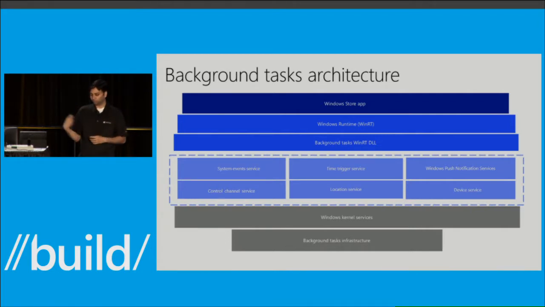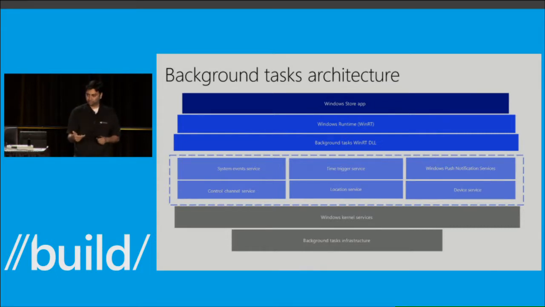So for example, if you see in the diagram there, you have the time trigger service, the system event service, the location service, and the WNS notification service. And so these are what we call in our internal lingo brokers. These are the people who are really trying to provide the functionality that your trigger implements. And so what happens if you have an incoming packet, the control channel service is the one who's actually listening on your socket. And so when there's an incoming packet on that socket, control channel service says, hey, somebody is listening on this socket. And so he's going to activate that trigger.